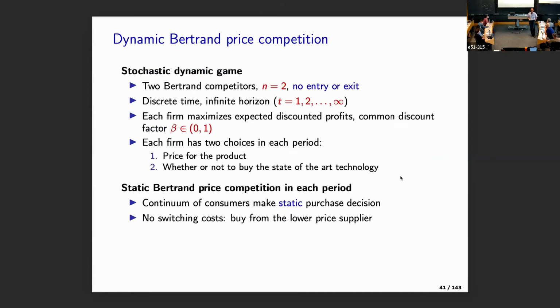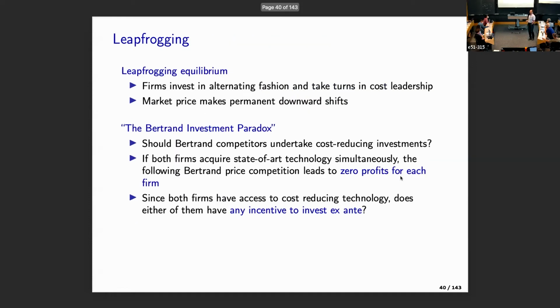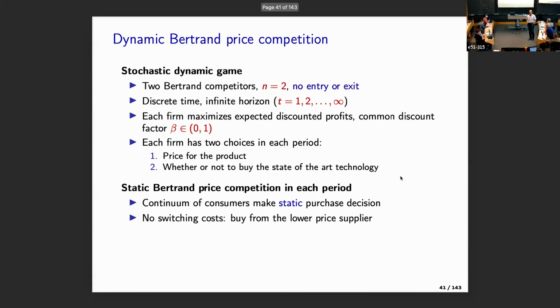Do I have any questions about the structure? If not, let's formalize the problem and start putting down symbols and do some math. We don't have entry or exit. You can think of this as a quite simplified version of what Ariel was talking about just last lecture. So first of all, we don't have entry or exit. We have discrete time, infinite horizon, only two firms, and that's fixed.